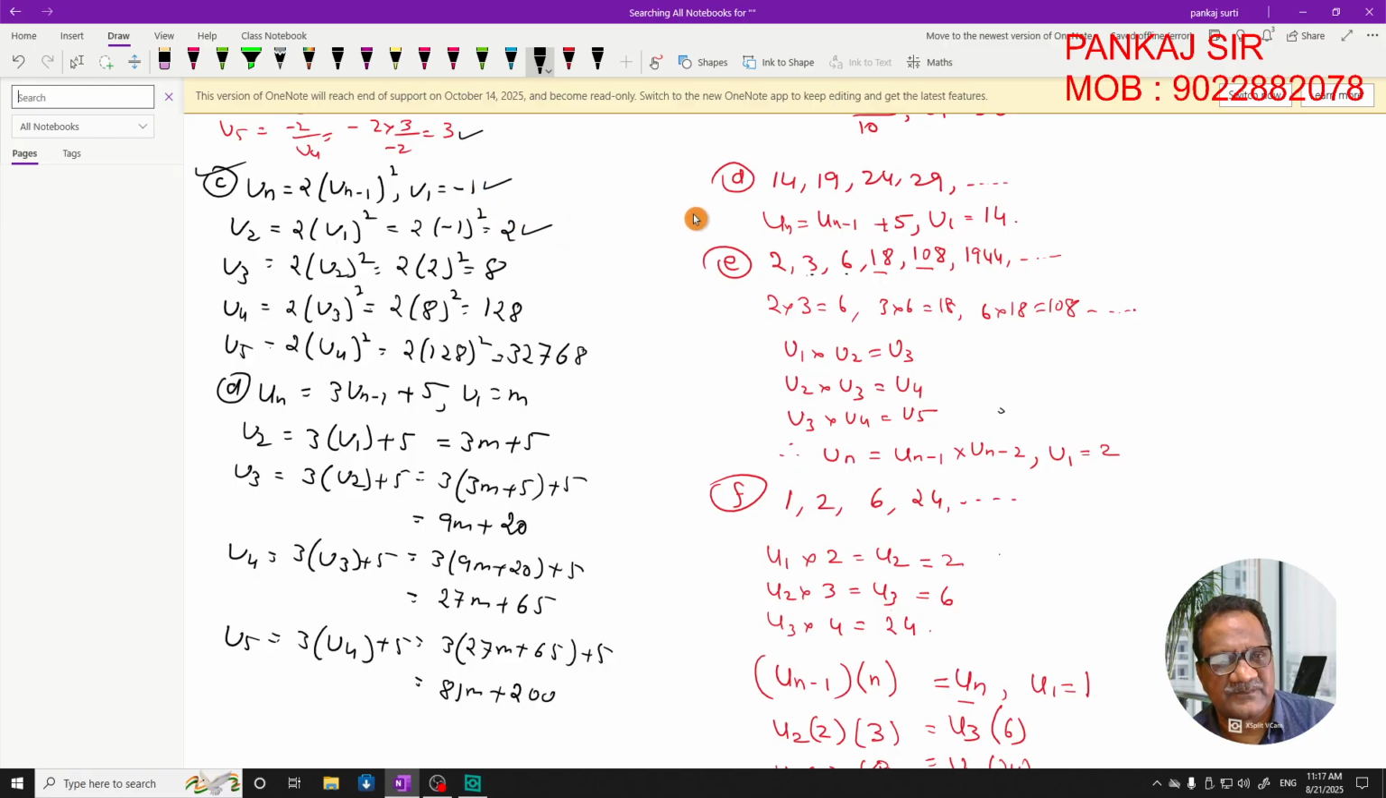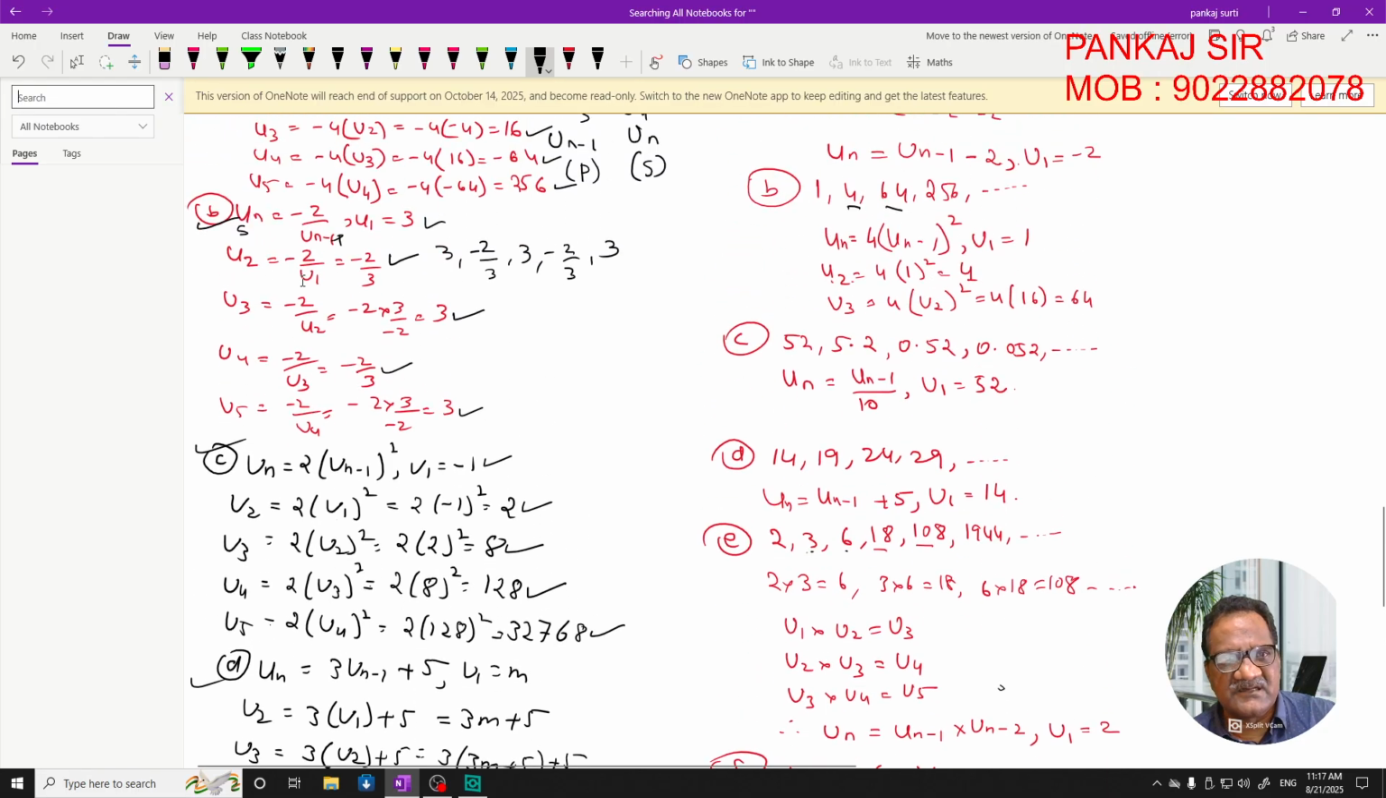Third term u3 will be equal to 2 times the second term the whole square, 2 times 2 square, which is 8. U4 will be 2 times the third term square, 2 times 8 square, which is 128. And U5 will be 2 times U4 square, 2 times 128 square, which is 32768. So the first 5 terms for C will be minus 1, 2, 8, 128, 32768. Answer.